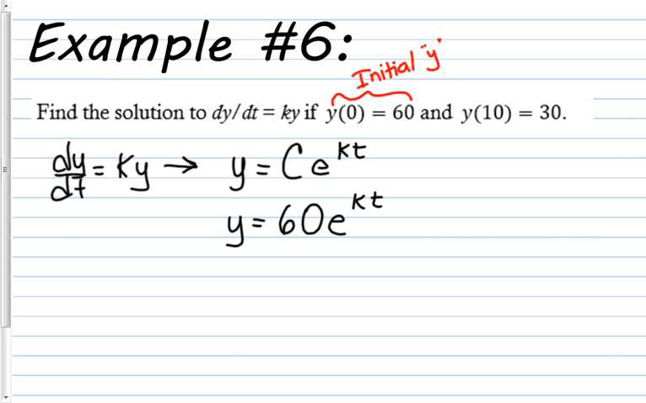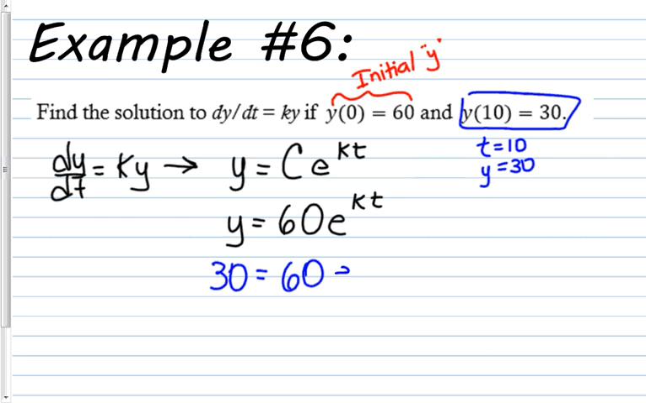Now this is my equation, kind of, but if you notice, I'm missing something, right? I'm missing k. So in order to find my k, which is what I need to actually complete this equation, I'm going to use the values that were given to me. They translate like this: t is 10 and y is 30. So I'm going to go ahead and plug those in. So 30 equals 60 e to the 10k. So here I have every number except for k.